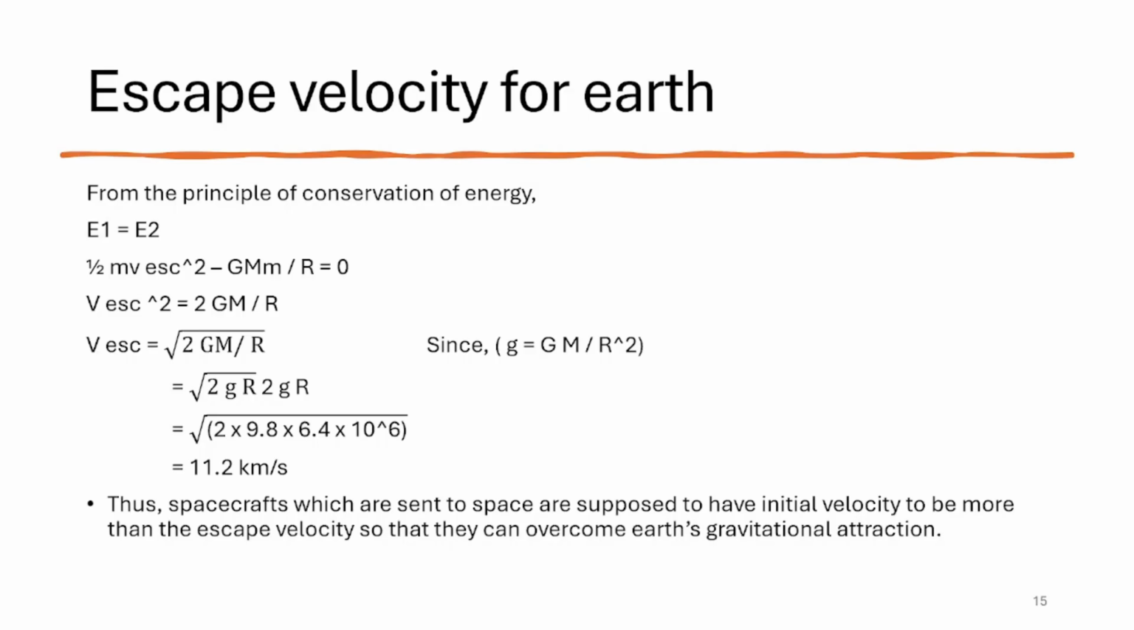Thus, the spacecraft which are sent to space are supposed to have an initial velocity more than the escape velocity so that they can overcome the Earth's gravitational attraction. So whatever spacecraft or satellites we are launching, they have an initial velocity which is greater than this value.